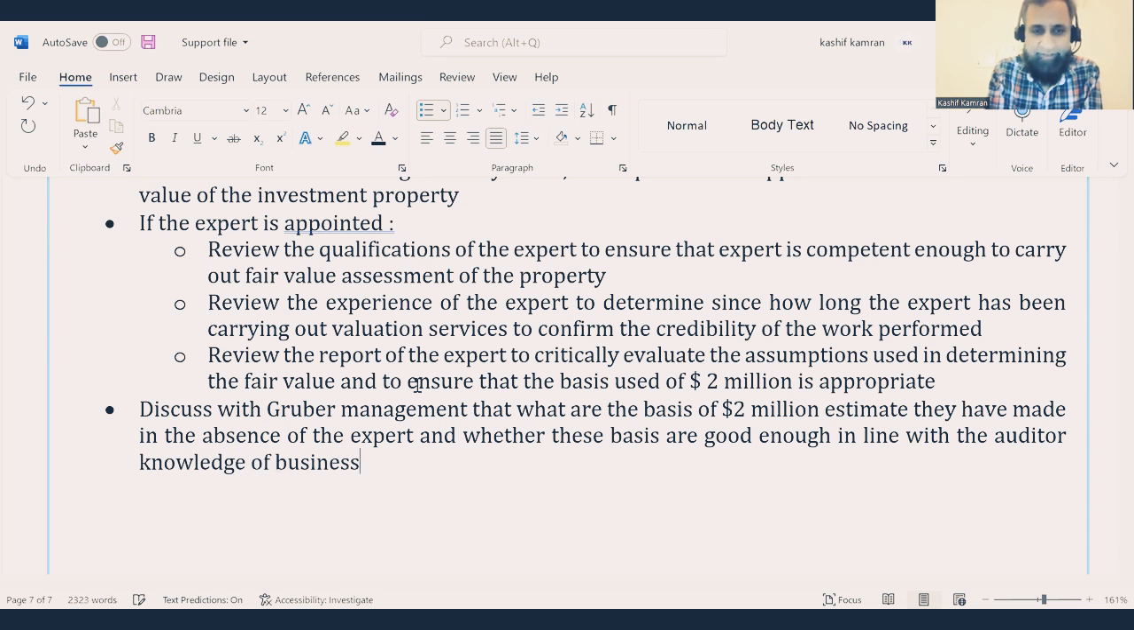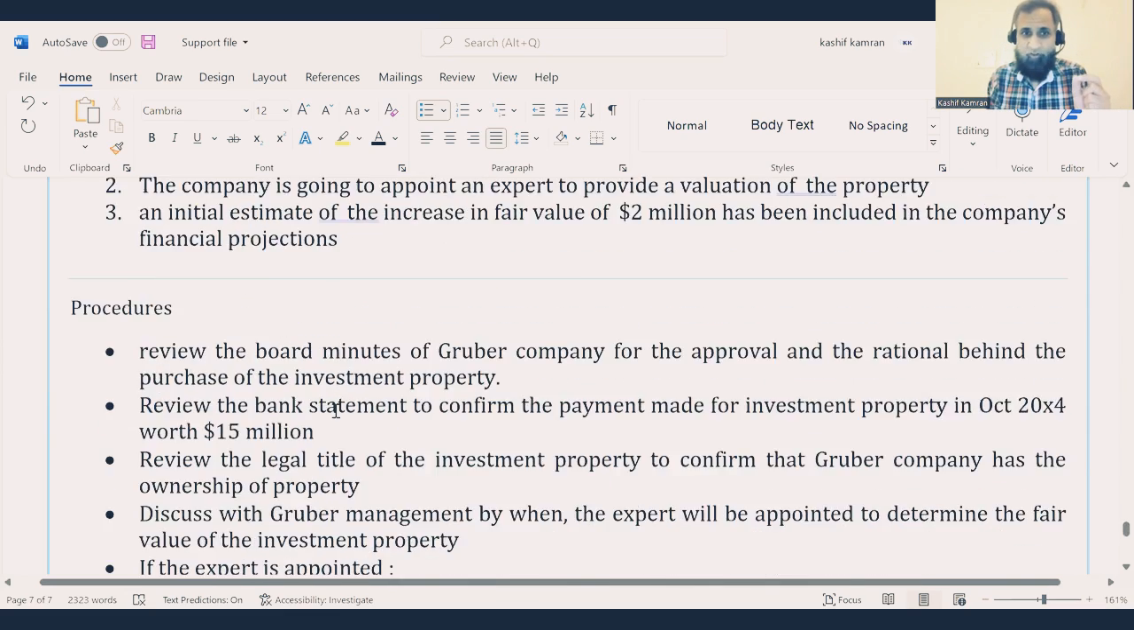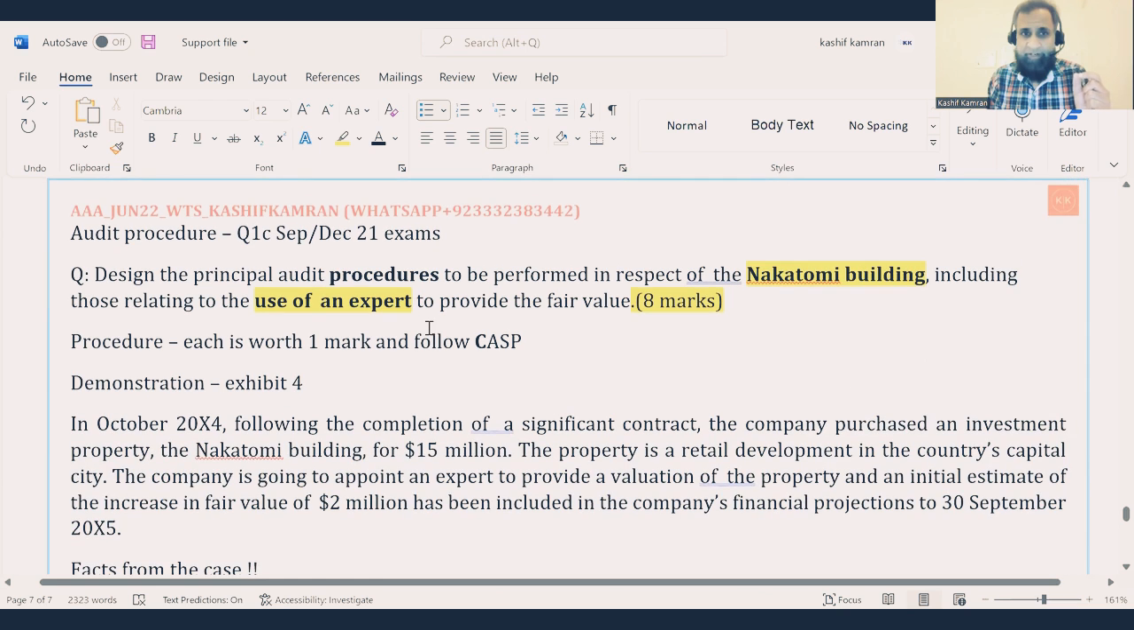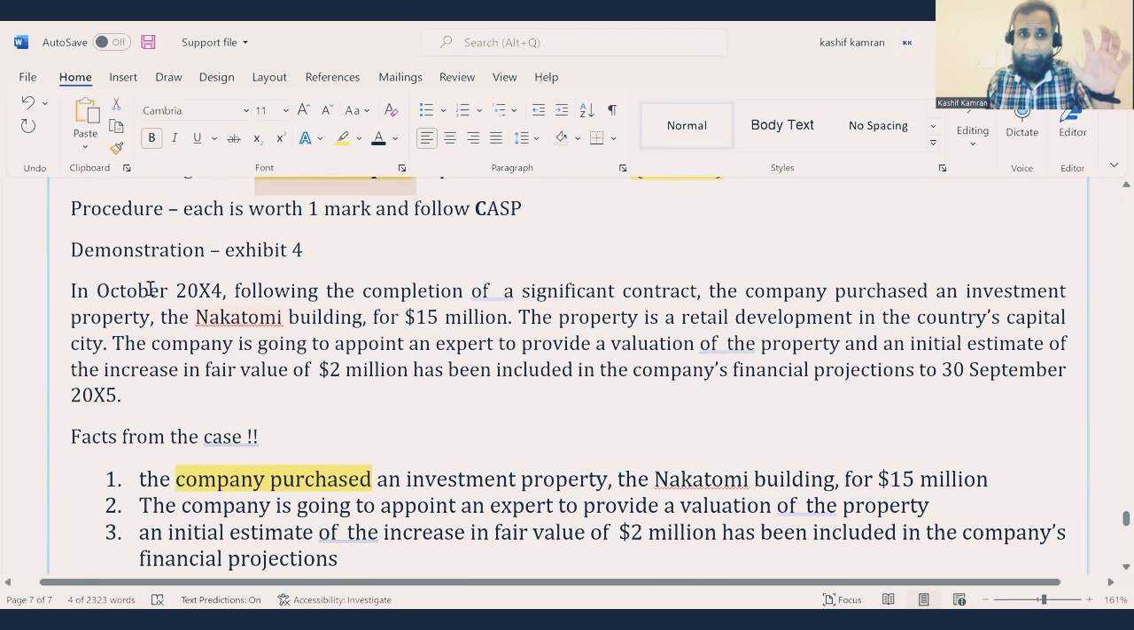See, I've not done something extraordinary. I just first try to understand that the examiner is saying you need to make a procedure on the Nakatomi building. So I copied the information from the Exhibit 4, including the procedures relating to the use of an expert. And these are procedures which are coming from the ISA 620. 8 marks. I copied the Exhibit 4.